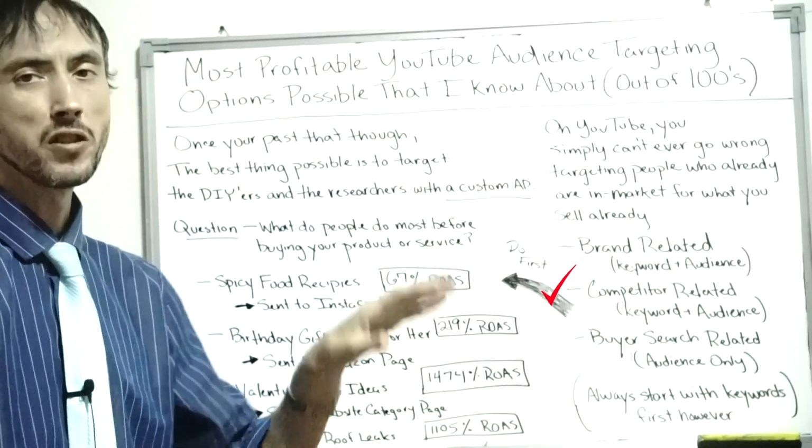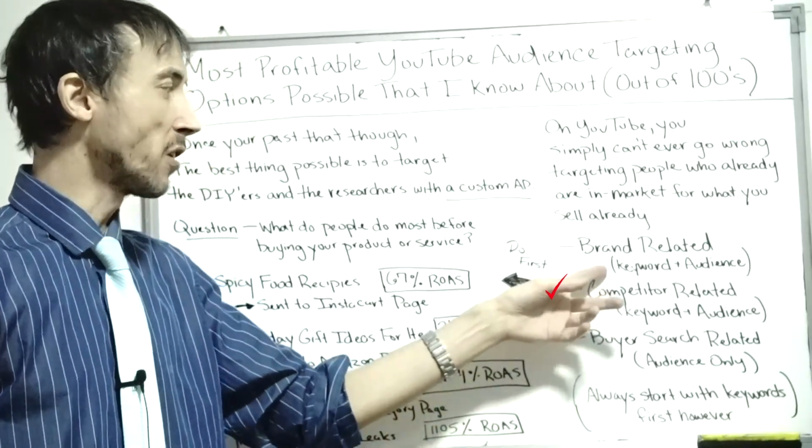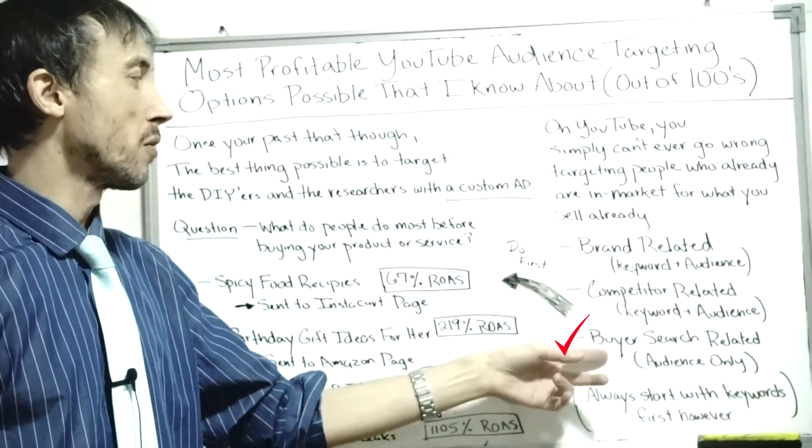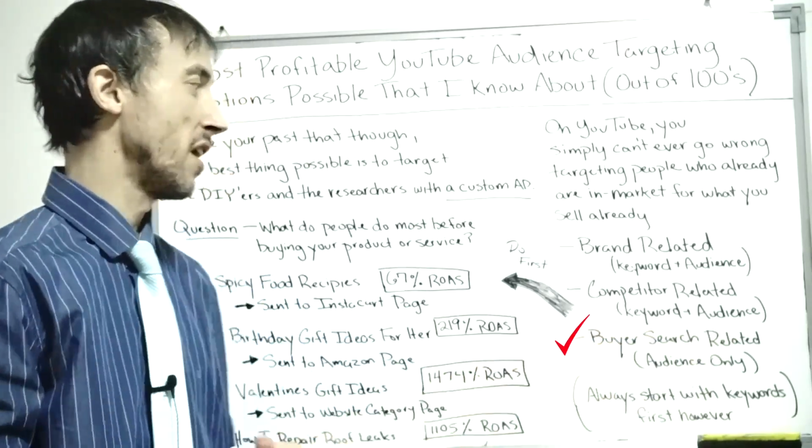Once you get the competitor stuff monetized, which is usually the second most profitable thing after the brand related stuff, you potentially go after buyer search related traffic.